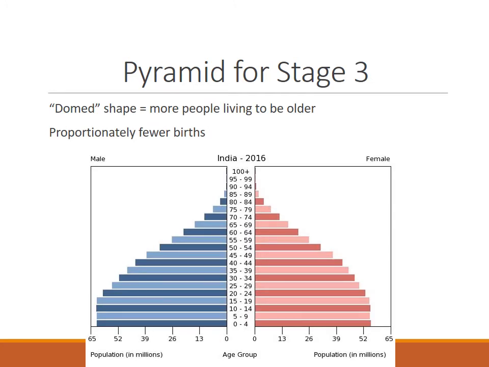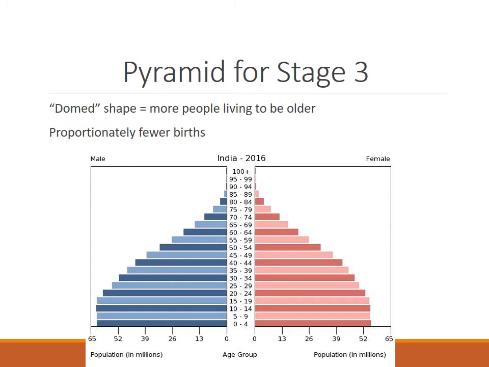Stage 3 starts to take on this kind of domed shape where you have more people living to be older, right? And so the middle categories are filling out a little bit. And you have proportionally fewer births, where you start to see the age categories in the bottom 3 or 4 age cohorts about the same, right? Maybe they'll grow here or there or be slightly bigger as you move down, but generally they're starting to approach zero population growth, right? They're starting to look like the population's not really growing at all. It's staying the same.